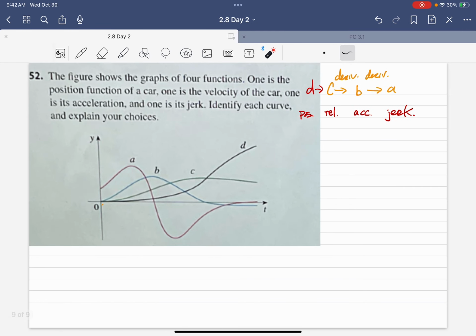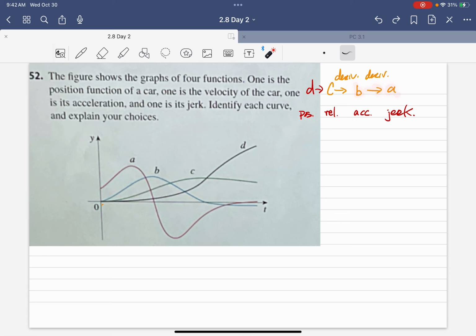And then the last one, it wants to know, if you're looking at this, who is the derivative of who? Well, the first thing you notice is, if I look at this one, it crosses and makes a 0 here at the same point where this one has a peak. So I think that the derivative of b is a, because at a b peak, I have a 0 on a. So b, if you take its derivative, you get a.